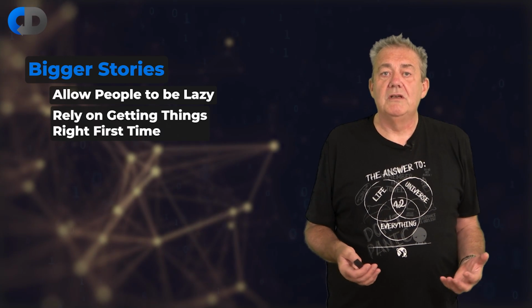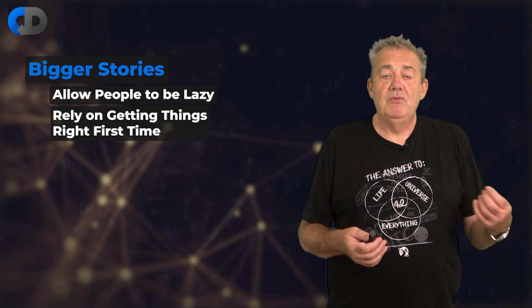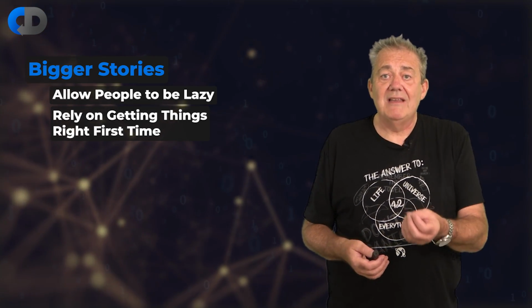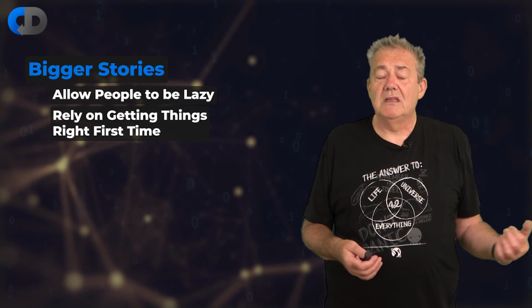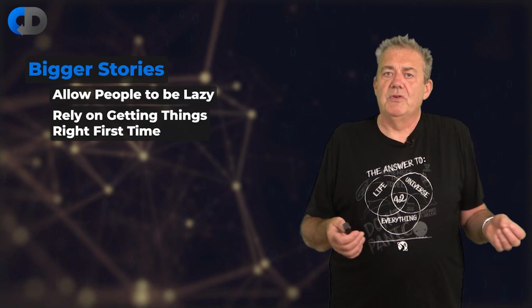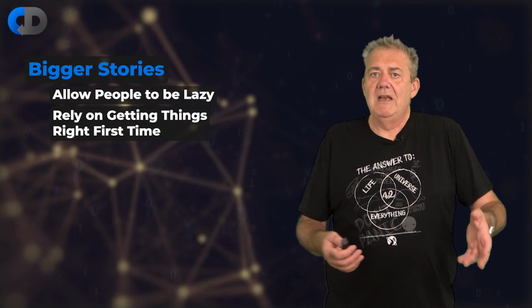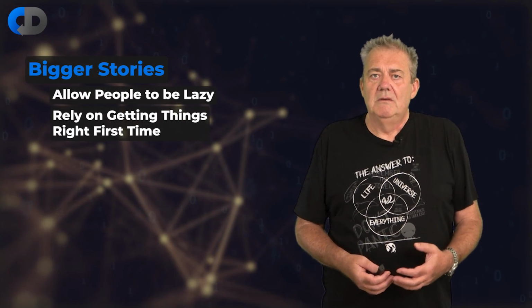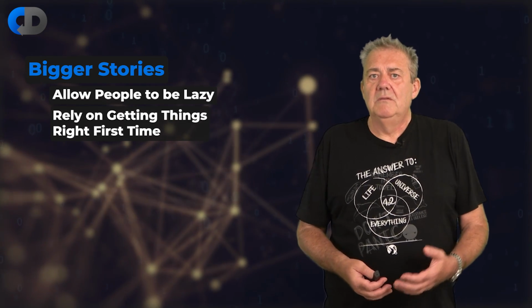Big stories also seem to me to be based on a really huge mistake, and that is assuming that our job is to get things right first time. Surely we'll be more efficient if we say precisely what it is that the user wants and build that in one step. Well, maybe you would, but I doubt it.